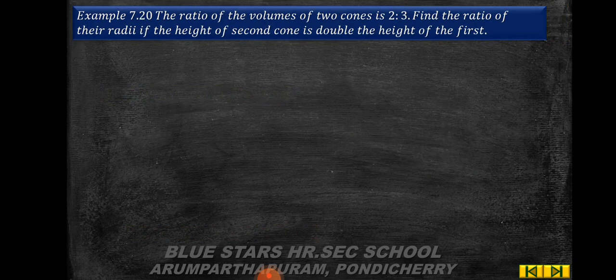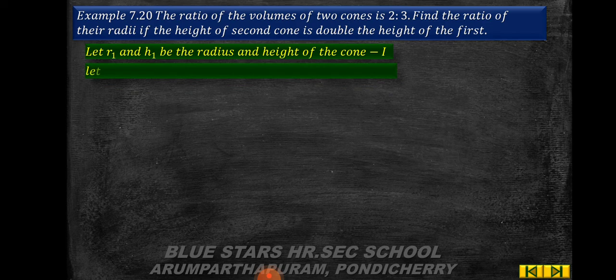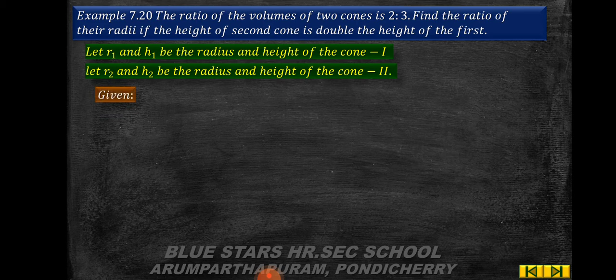Example 7.20. The ratio of the volumes of two cones is 2:3. Find the ratio of their radii if the height of the second cone is double the height of the first. Let r1 and h1 be the radius and height of cone 1. Let r2 and h2 be the radius and height of cone 2. Given h2 is equal to 2 times of h1, that is, volume of cone 1 is to volume of cone 2 is equal to 2:3.